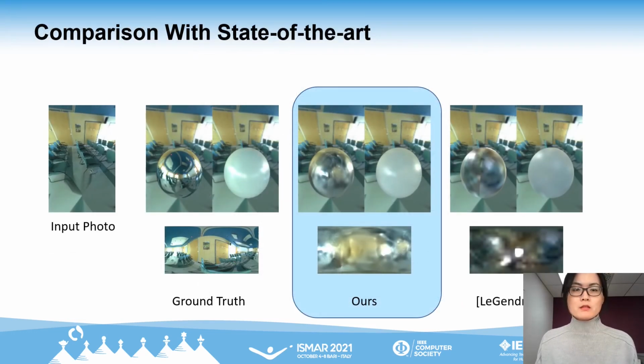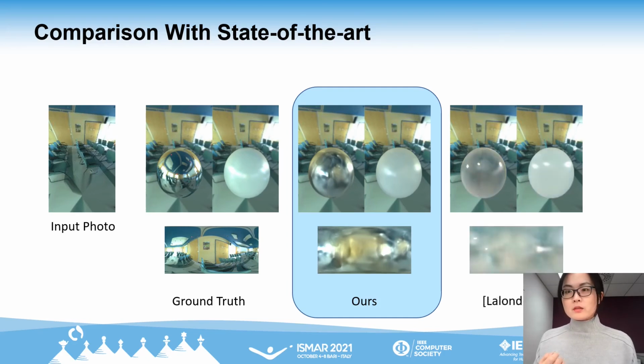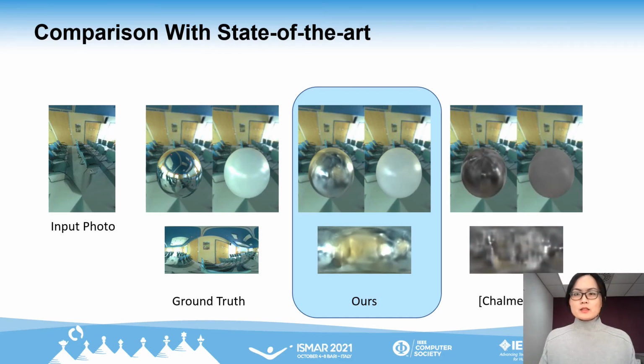Here is one comparison with three other state-of-the-art works. In this comparison, we composite a mirror sphere and a glossy white sphere into an input photograph. The predicted environment maps by different methods are used to illuminate the spheres. We can see that our predicted environment map matches the ground truth better and can get more convincing render results.